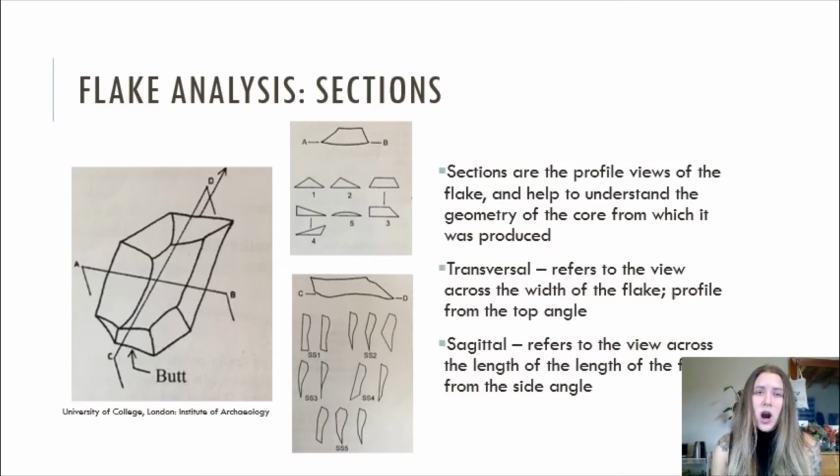Also relevant are sections, which are the profile views of the flake. This helps to understand the geometry of the core from which the flake was produced. So transversal sections, as you can see based on the images on this slide, are running across the width of the flake from point A to point B in the diagram on the left, which is the profile view from the top angle. And a sagittal section refers to the view across the length of the flake from the side angle.